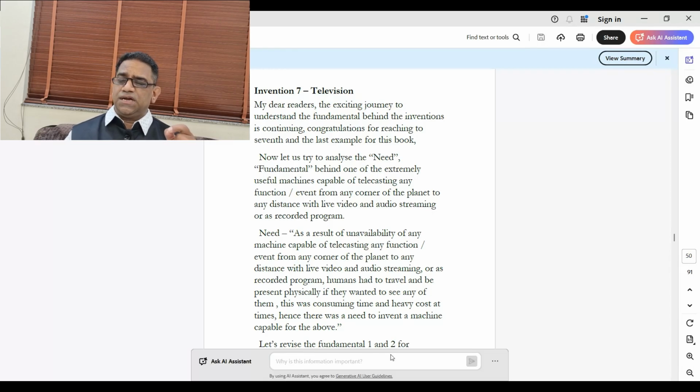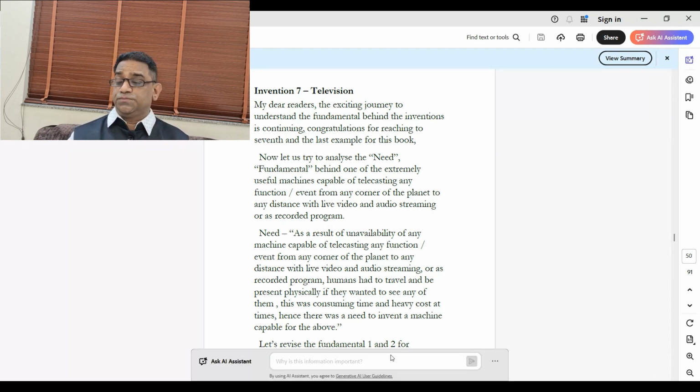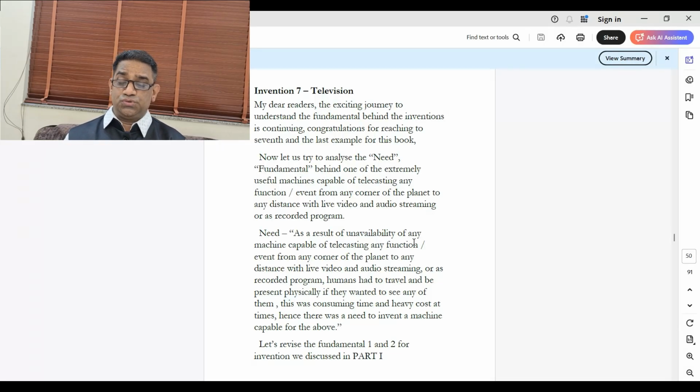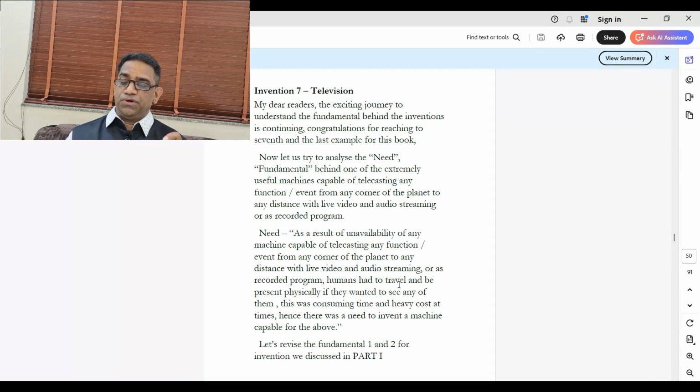My dear readers, the exciting journey to understand the fundamentals behind the inventions is continuing. Congratulations for reaching the seventh and last example for this book. Now let's try to analyze the need and fundamental behind one of the extremely useful machines, capable of telecasting any function or event from any corner of the planet to any distance with live video and audio streaming or as a recorded program.